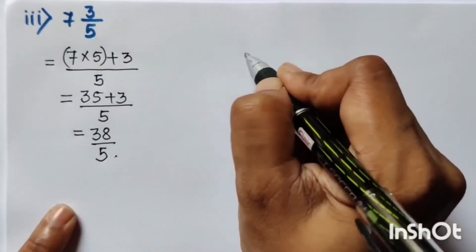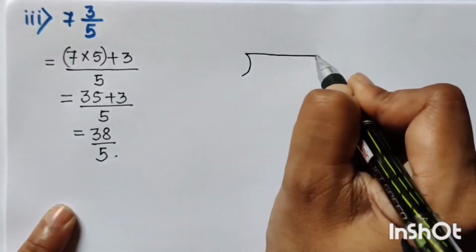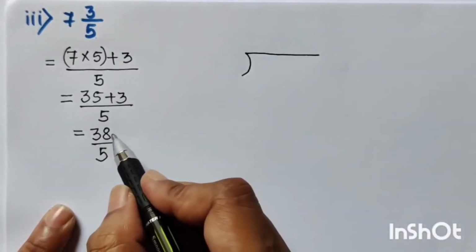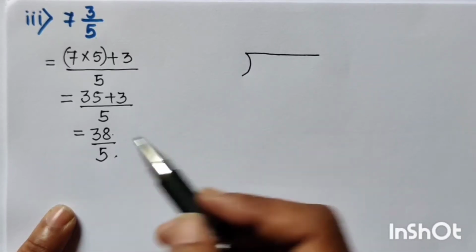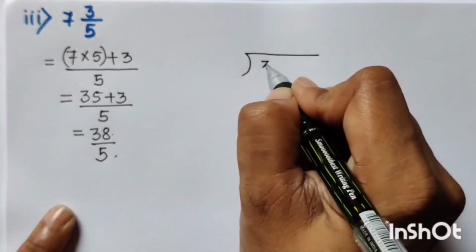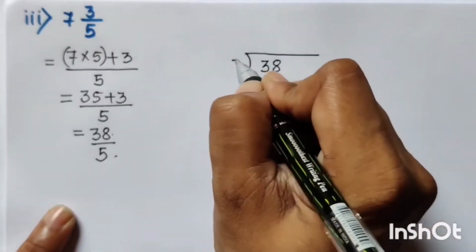Now we can divide. Now we can convert it into the decimal form. So 38 upon 5 means 38 divided by 5. 38 is our dividend. 5 is the divisor.